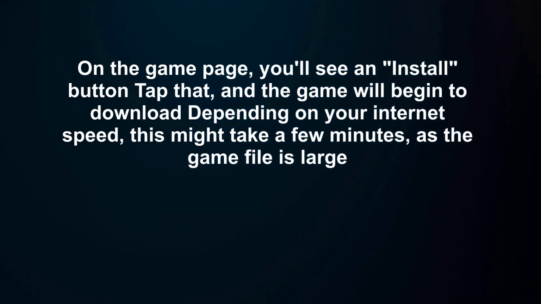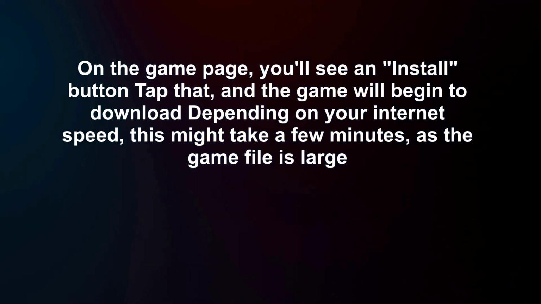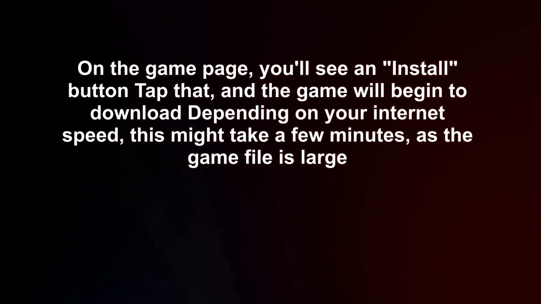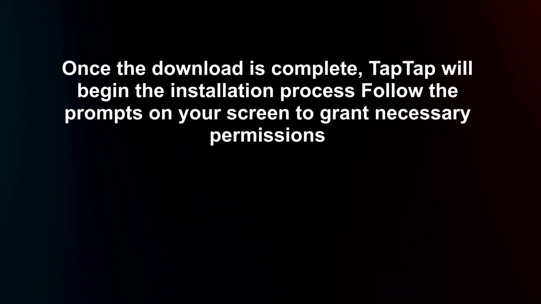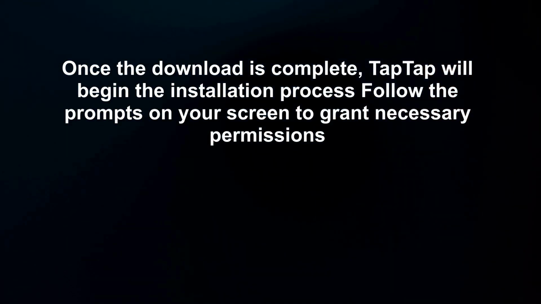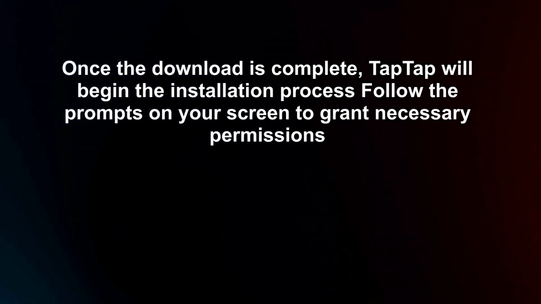Tap that, and the game will begin to download depending on your internet speed. This might take a few minutes, as the game file is large. Once the download is complete, Taptap will begin the installation process. Follow the prompts on your screen to grant necessary permissions.